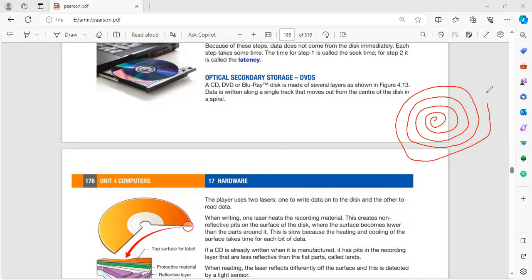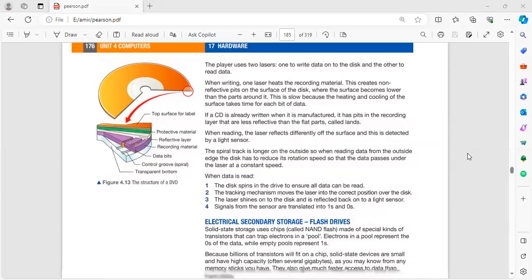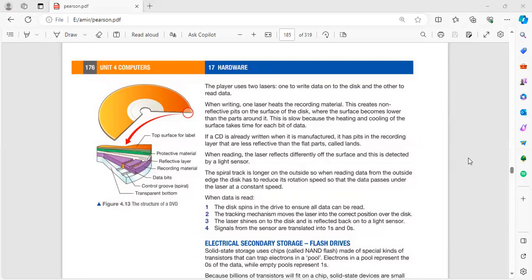Yes, sir. So CD and DVD both use red laser light. Blu-ray devices use blue laser light. Got the point? Now go through from here to here. Then ask me if you find any confusion.